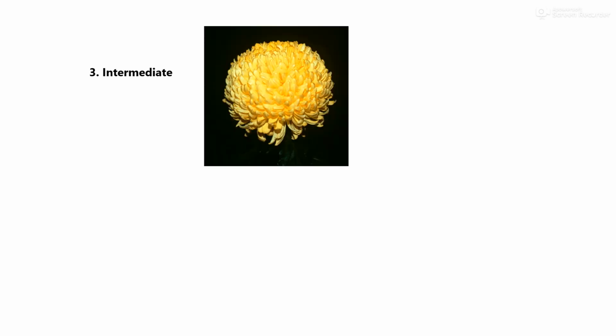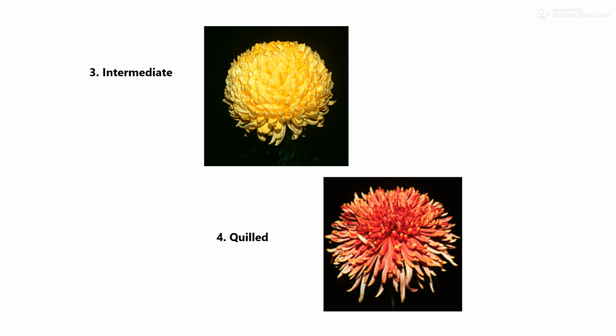Third one is intermediate. This class is intermediate between the incurved and the reflexed categories, meaning it is a combination of both groups. The inner florets are incurved ones, whereas outer florets are reflexed type. The varieties in this category are Sunflight, General Pitane, Mr. W.A. Reid, etc.